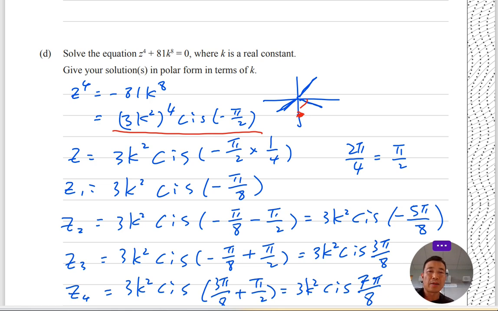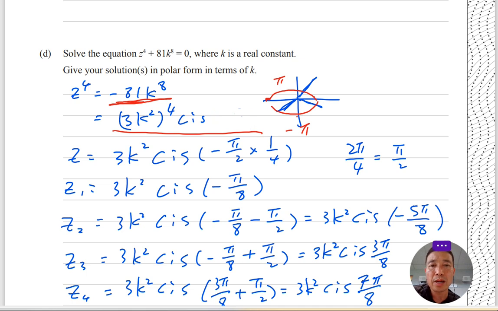I think I made a mistake. I'm going to solve this again. So this is a real number minus 81k. Somewhere here, isn't it? So I have to change this. So that's either positive pi. So forget about this, sorry. Or you can say pi or this negative pi, isn't it?